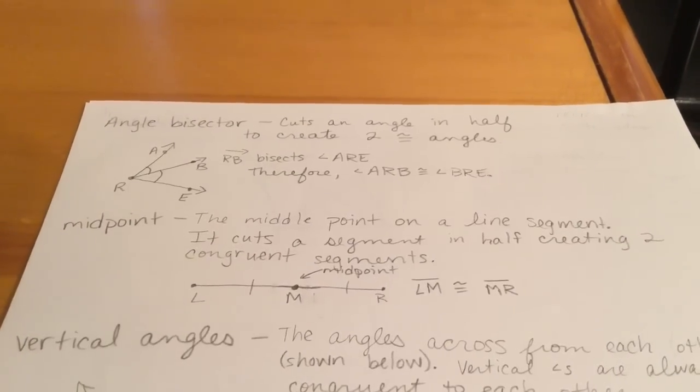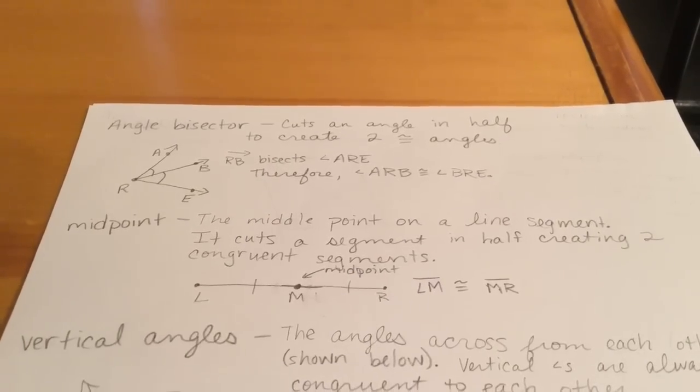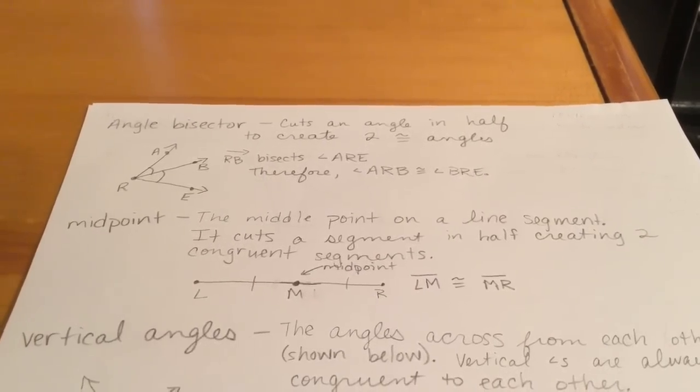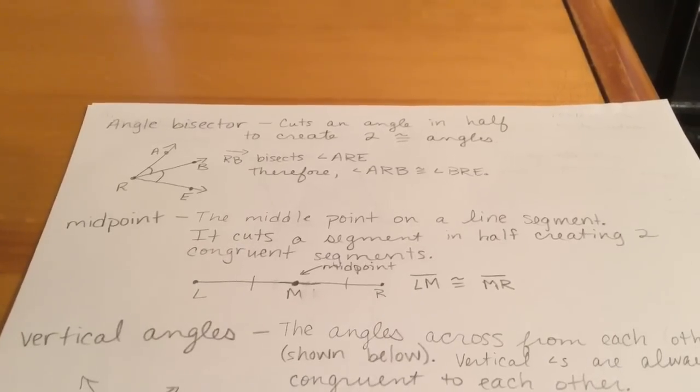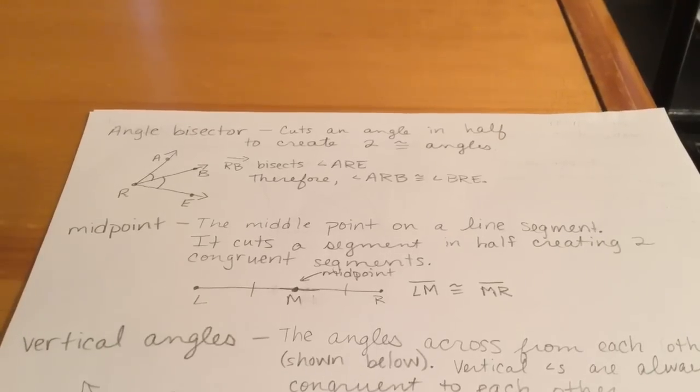Hi everybody, we are going to be watching a couple of videos to learn Standard 9. Before we do that, we need to review a few terms from Standard 1, the first one being angle bisector. If you remember, angle bisector cuts an angle into two congruent angles.